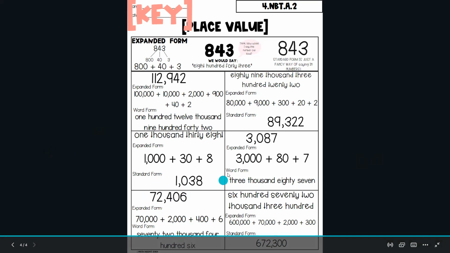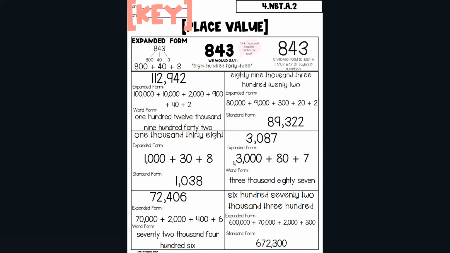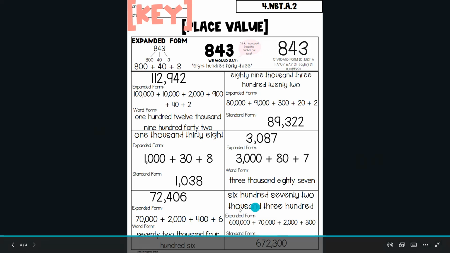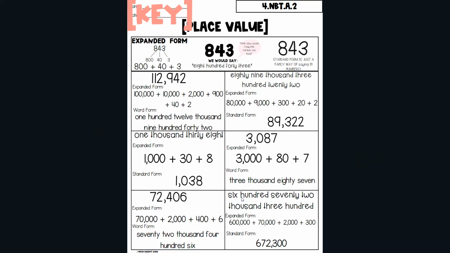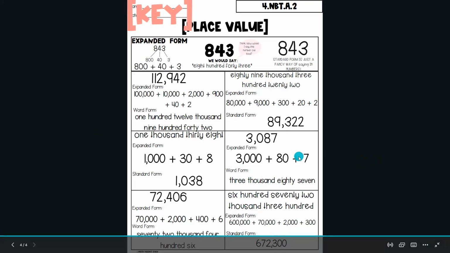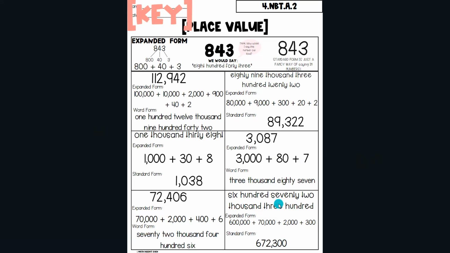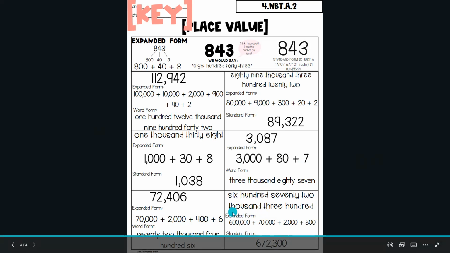The last one, we have word form. We need to expand it and put it in standard form. We start with standard first to make it easier on ourselves. We have 672,000. That's the word we're always looking for. So 672. We're going to put our comma after for 1,000. And after that, we have 300. This one has no tens and no ones. So 672,300. If we expand it, 600,000 plus 70,000 plus 2,000 plus 300.